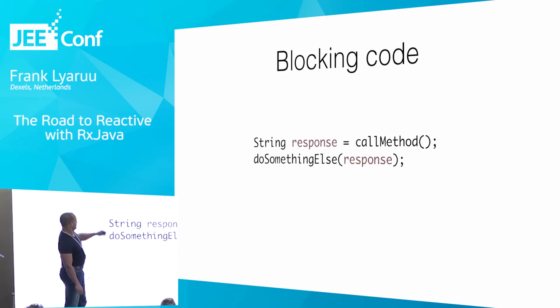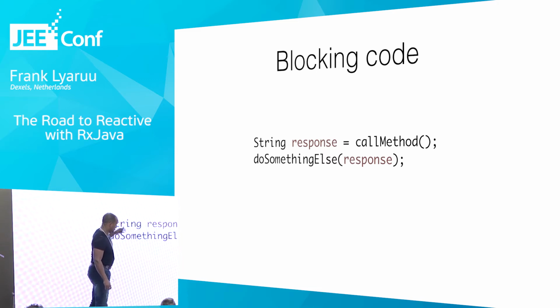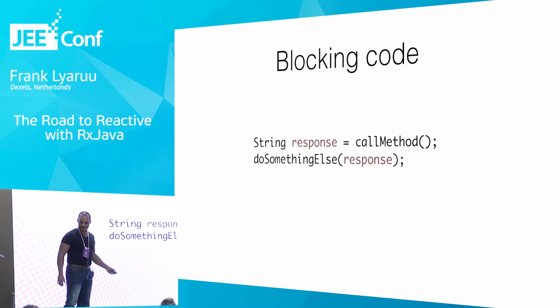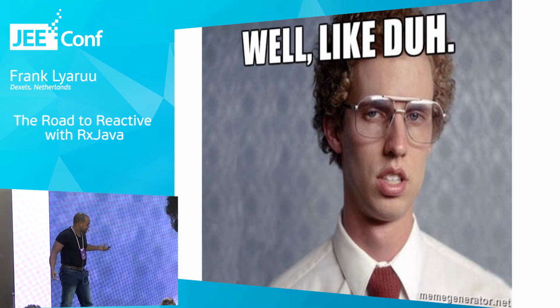So, for example, with blocking code, you do something, you get a response, and after that you can do something else. So that's how blocking code works. You do stuff, you end with a nice semicolon in Java, and then you go on and on. So, straightforward, right? That's how we have been working forever.